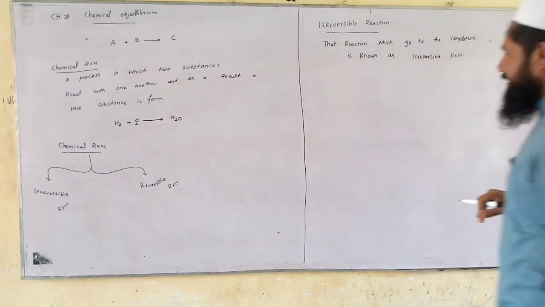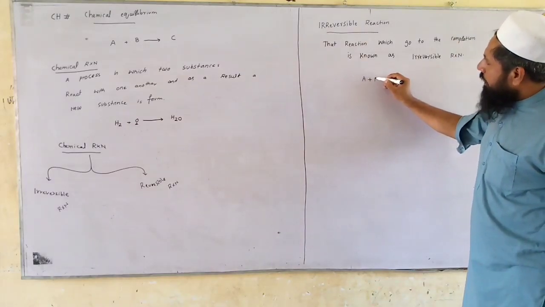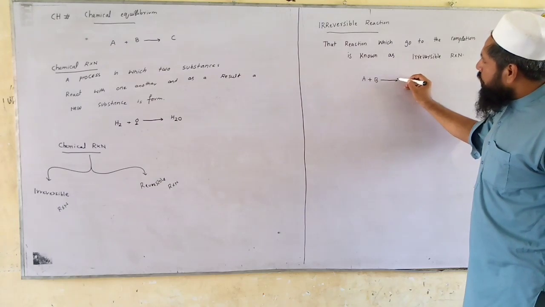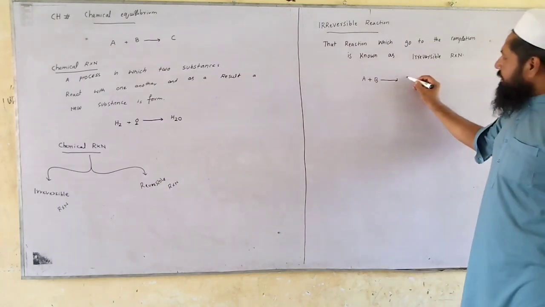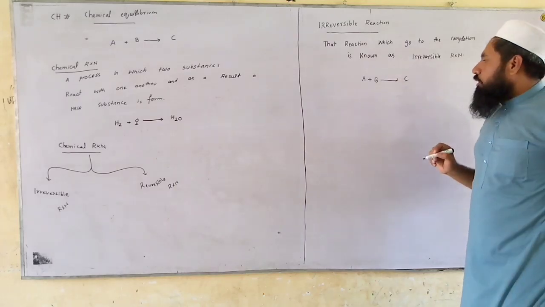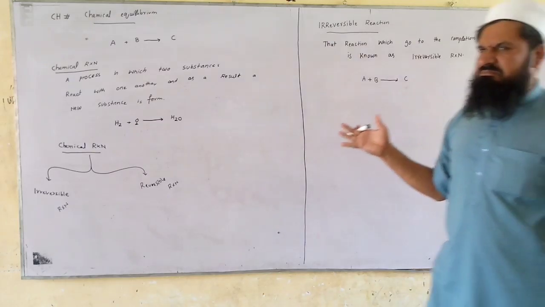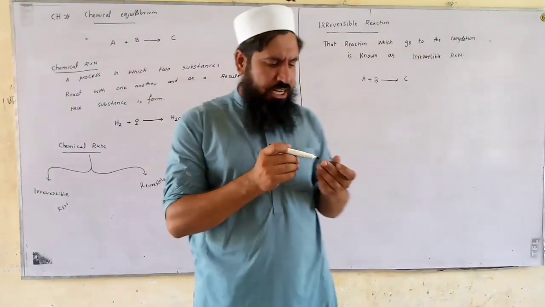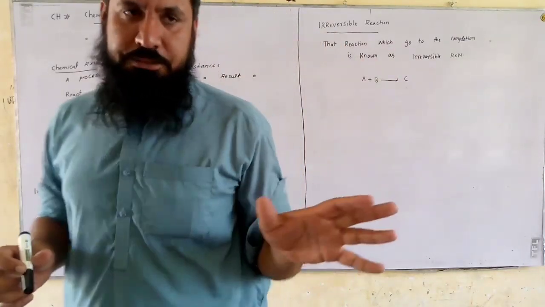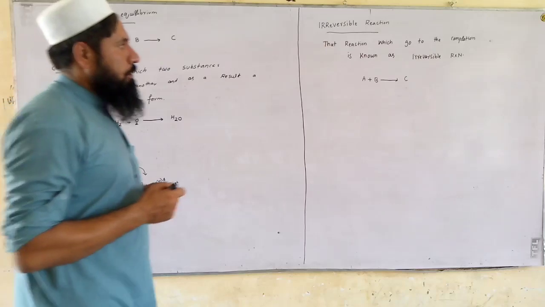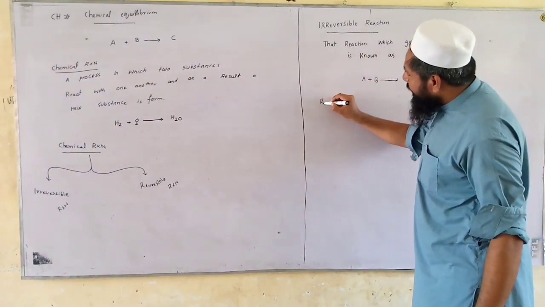For example, when we take A and B, A and B are used up, and as a result we get the product C. So this is a simple irreversible reaction, in which all the A and B is converted into the product. That is the first type of reaction. The second type of reaction is reversible.